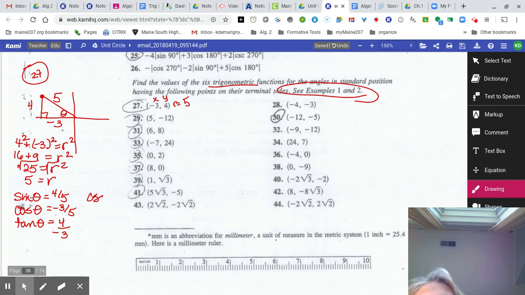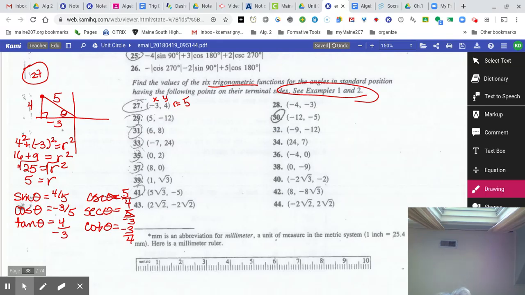Then you just need to put in your cosecant of theta. I think my Chromebook is saying you need to be done, so I'll hurry up. Your secant of theta, and then your cotan of theta. You just take the reciprocal of each one of those. So this one's a 5 over 4. Your secant is a 5 over negative 3. And your cotan then is a negative 3 over 4.